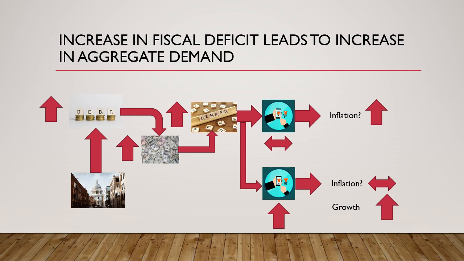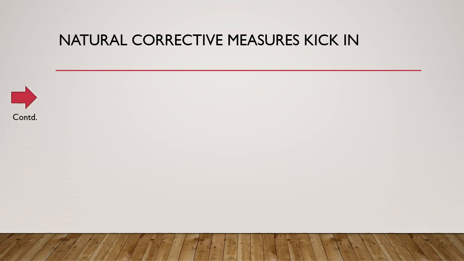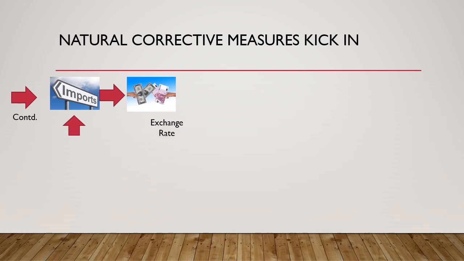Now let's go back to the first scenario, which had inflation in the economy. And let's continue from there. Since the demand has risen in the economy and the supply constraints in the economy mean that the demand has to be catered through an increase in imports. This increase in imports would mean that the domestic exchange rate would start to fall, which will lead to an increase in inflation of the imported goods as well.